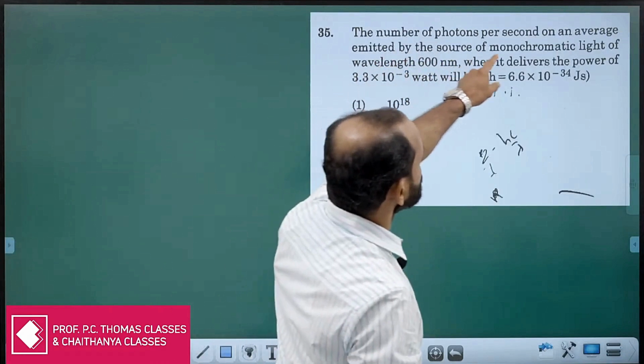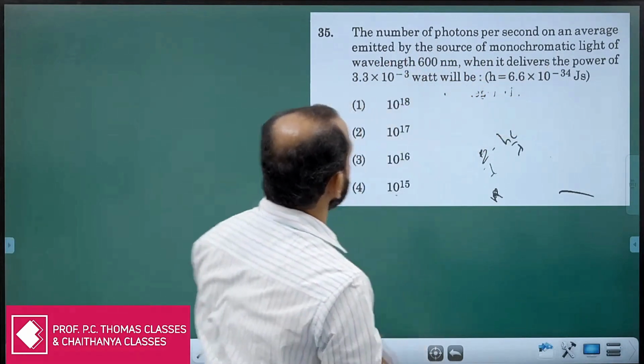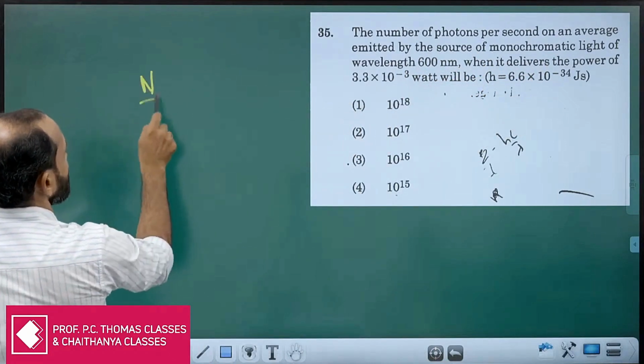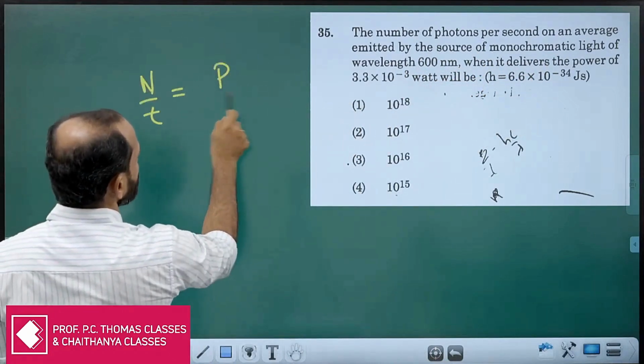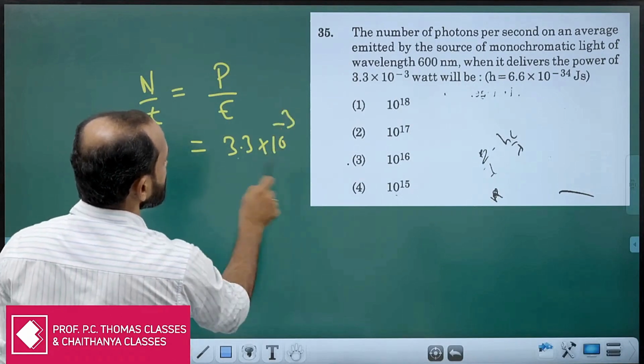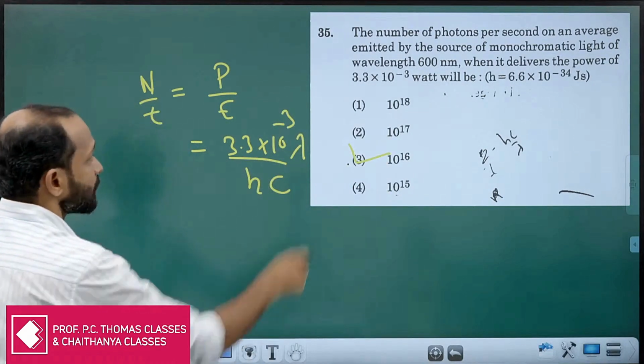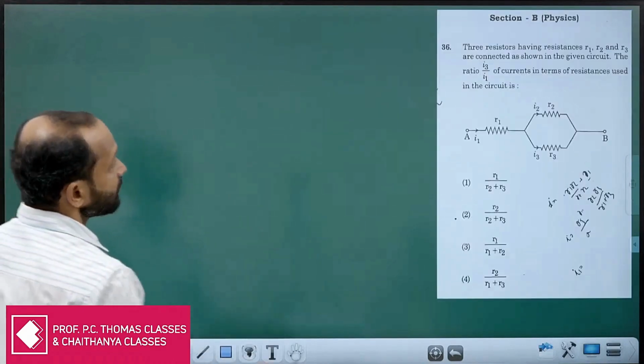35. Number of photons per second on an average emitted by a source, which delivers the given power. The number per second, as we have done many times, is power divided by energy. Power is 3.3 into 10 power minus 3 divided by hc by lambda. You get the answer 10 power 16. Close options, really confusing.